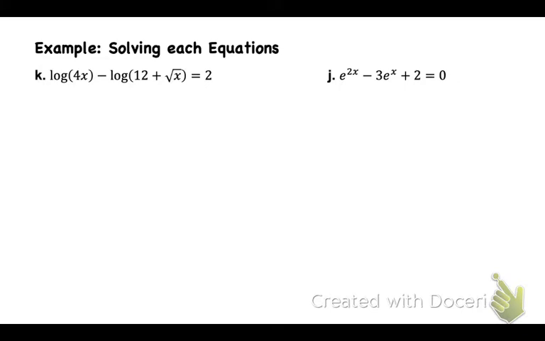Okay, so on this one, on K, we are not going to add the log over, because we have a 2. And that would make this problem more difficult to deal with, yes? Yeah. So we have log of 4x over 12 plus the square root of x equals 2. Could you take all that to the 1/2 power? No. The only thing to the 1/2 would be the x, and we don't need to worry about it right now. Okay. So now we need to do what?